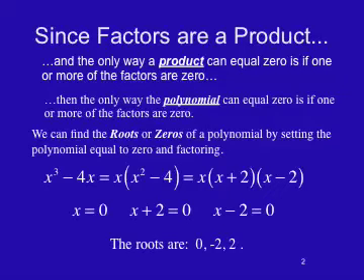We find those by solving each factor for x. The first one already tells us x equals 0. The second one, we would subtract 2 from both sides and we would end up with x equals -2. The third one, we would add 2 to both sides and we would get the solution x equals 2, giving us these three roots.